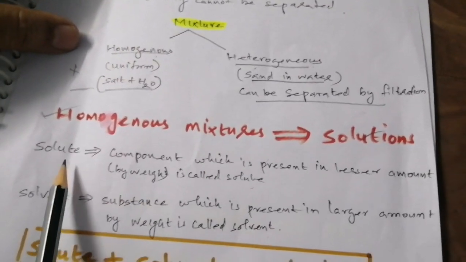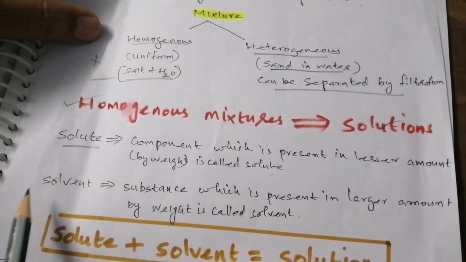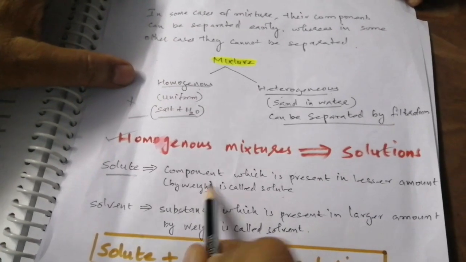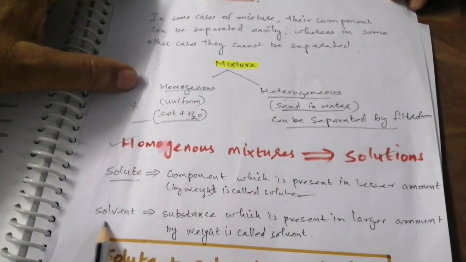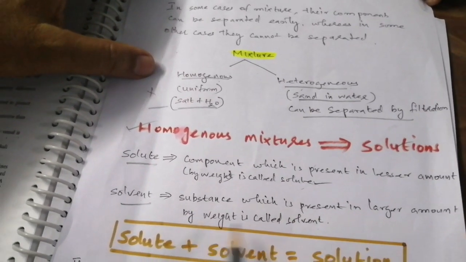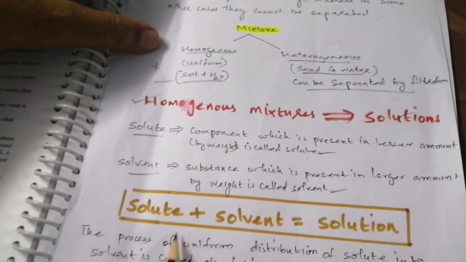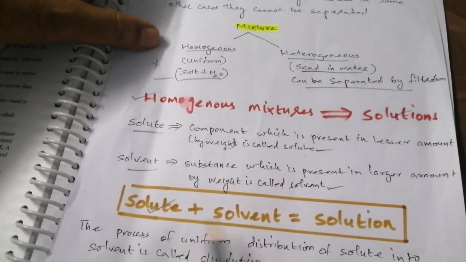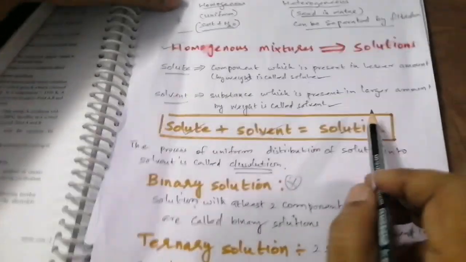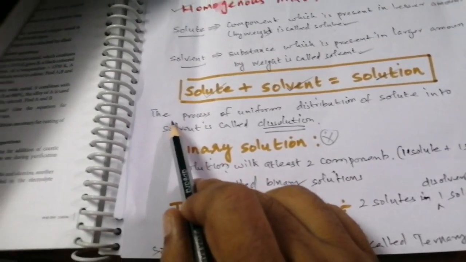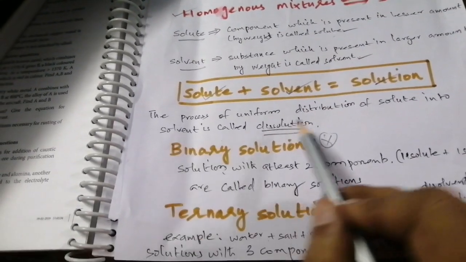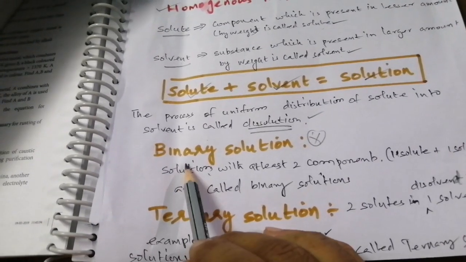And we were talking about the components. This is solute, the component which is present in lesser amount by weight is called solute. And what is solvent? As I already told you, the substance which is present in larger amount by weight is called as a solvent. And together, solute plus solvent gives you the solution. And one more term I'm introducing here, the process of uniform distribution of solute into the solvent is called dissolution.